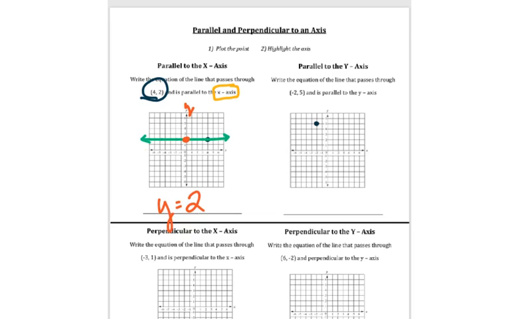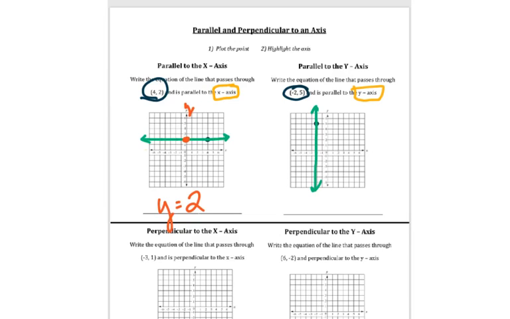Okay, so left 2, up 5, that is the point that it has to pass through. Then it says parallel to the y-axis. So if this is the y-axis, I want my line to be parallel. Parallel means it goes in the same direction that the axis runs. So that's the line. It's parallel to the y-axis, and it goes through the point (-2, 5).